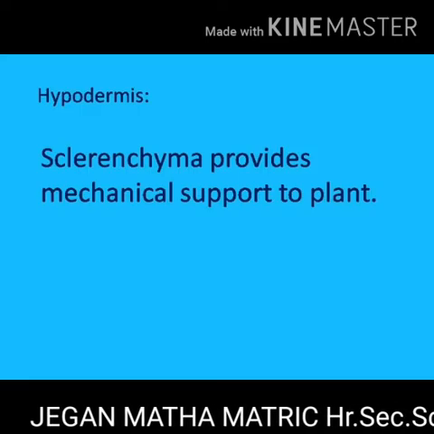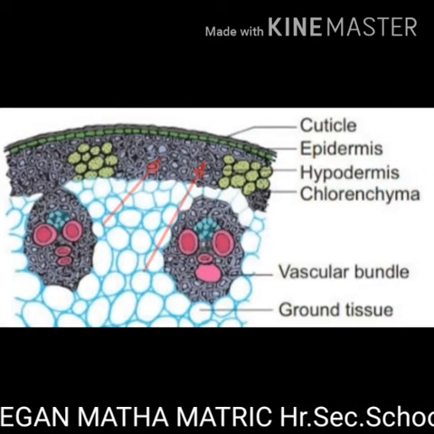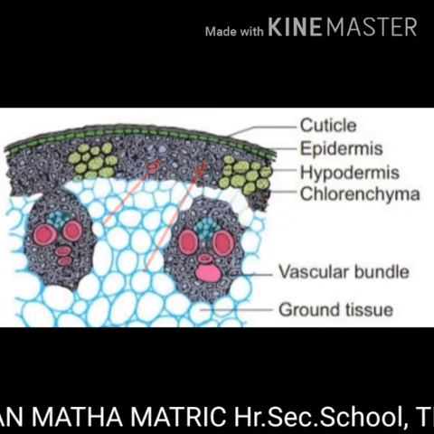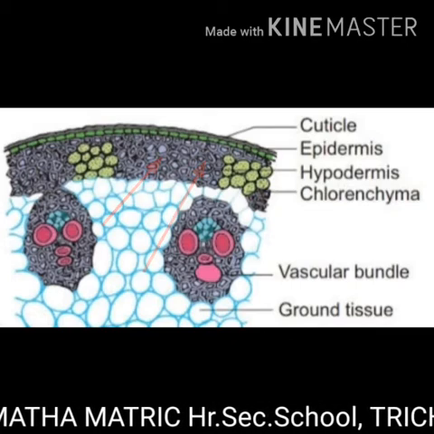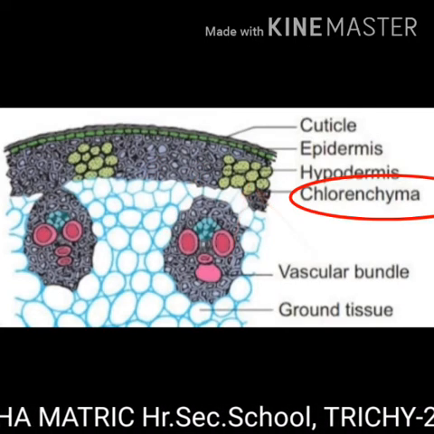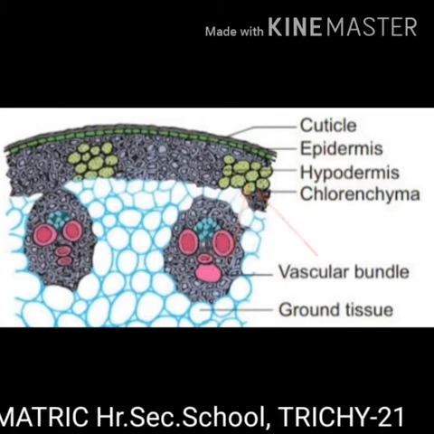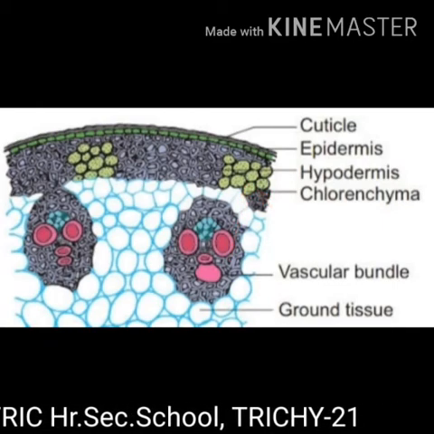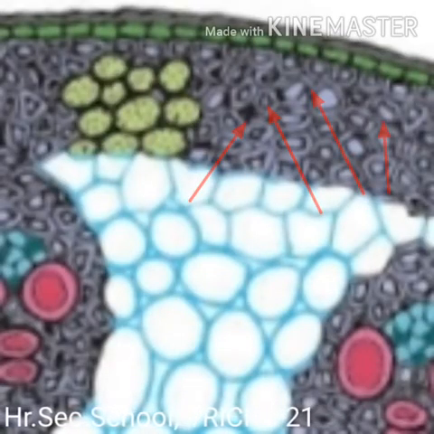Hypodermis is made up of a few layers of sclerenchyma cells interrupted by chlorenchyma cells. Sclerenchyma cell is called the strengthening tissue of a plant. Edges of the cells are thickened, usually lignified. Chlorenchyma. The cells have chlorophyll in them, so they are called chlorenchyma. Since they have chlorophyll, they help in photosynthesis. Sclerenchyma cells provide mechanical support to the plant.